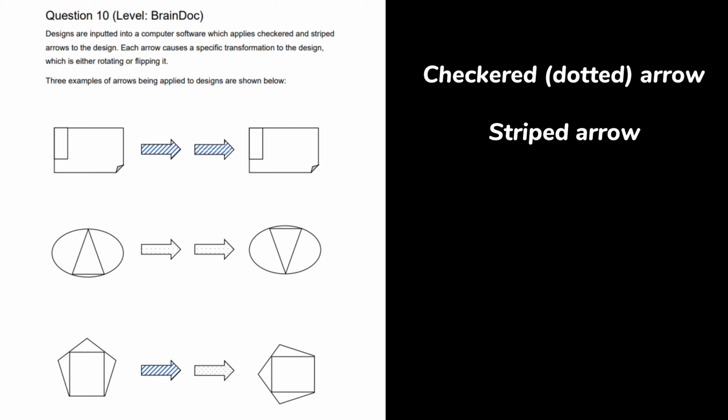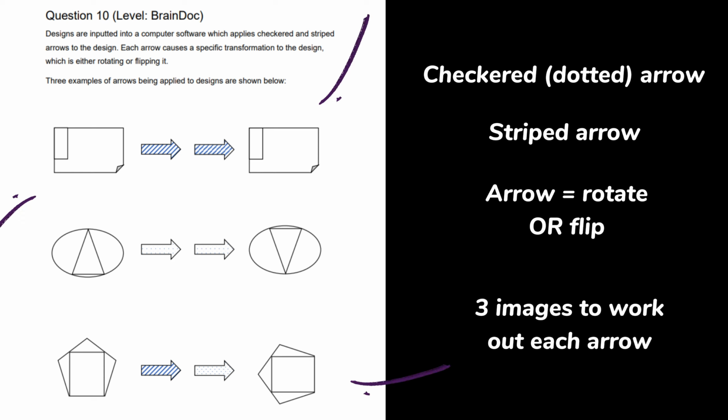Designs are imported into a computer software which applies checkered and striped arrows to the design. Each arrow causes a specific transformation to the design, whether that's rotating or flipping it. Now we've got 3 examples here of arrows being applied to designs.